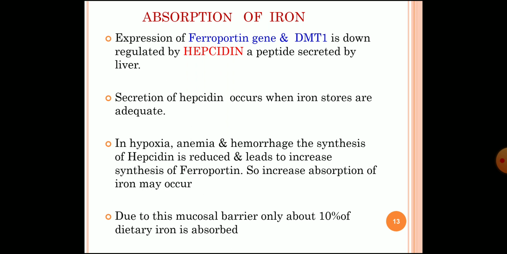Okay, understand that part. Whenever the iron status is adequate, hepcidin is synthesized by the liver, that will reduce the expression of ferroportin and DMT1, so that no more iron can be absorbed. If there is deficiency of iron, this hepcidin is not synthesized, so there will be more production of DMT1 and ferroportin, that will increase the uptake of iron into the cell.